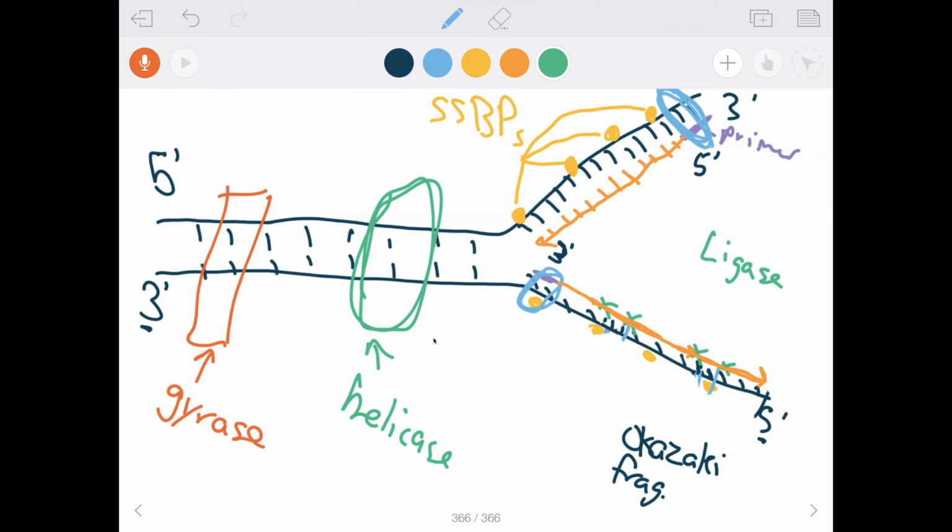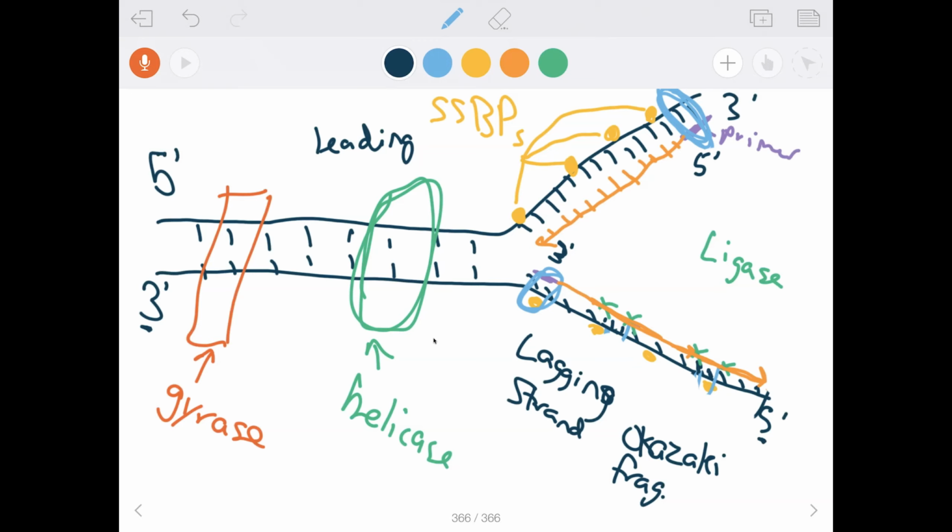So you can see how the bottom strand is built in sections. We call that the lagging strand. And the top one is called the leading strand. So you have the leading and the lagging strand.